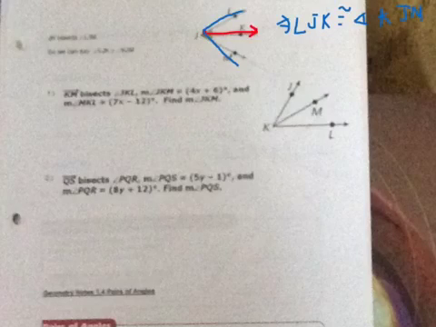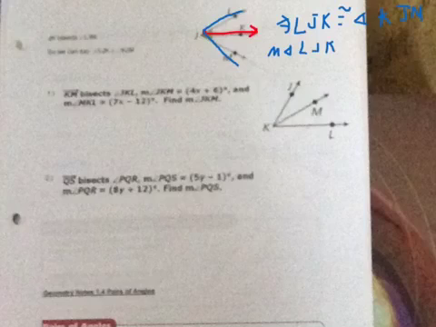Okay? You could also say that the measure of angle LJK is equal to the measure of angle KJM. Those expressions are really saying the same thing. They're saying that those two angles are equal. Okay, so let's look at the next thing down here.